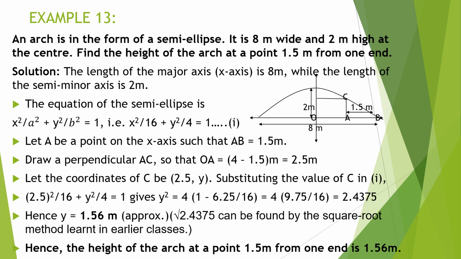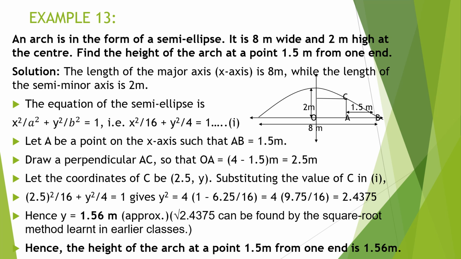The equation will be x square upon a square plus y square upon b square is equal to 1. So x square upon 4 square plus y square upon 2 square is equal to 1. This is the equation, remember, of the semi-ellipse. For the semi-ellipse, half the length of the major axis is 8/2, which is 4, and the semi-minor axis is 2. So the equation is x square upon 16 plus y square upon 4 equal to 1.